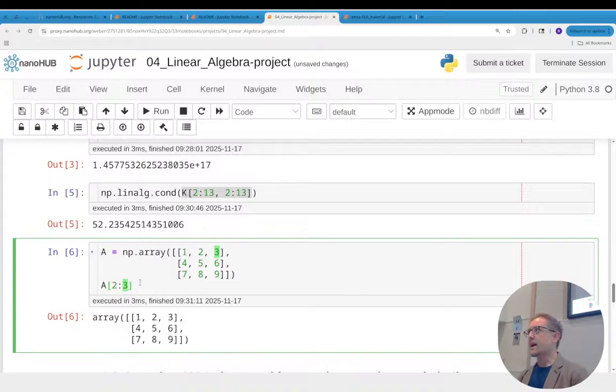So if I ask for A 2 to 3, what is this going to give me? 1, 2, 3, 4, 5, 6? Or 4, 5, 6, 7, 8, 9? Or 2, 3, 5, 6, 8, 9? Like, what are we going to get? What's it going to take away?